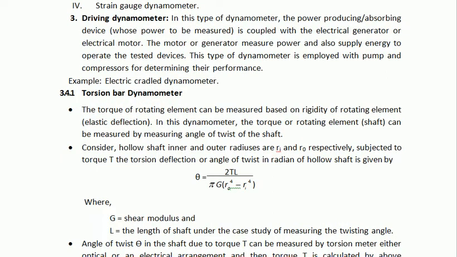The next is the driving dynamometer. In this type of dynamometer, the power producing or absorbing device whose power is to be measured is coupled with an electrical generator or an electrical motor. The motor or generator measures its power and also supplies the energy to operate the tested device. This type of dynamometer is employed with pumps and compressors for determining their performance. For example, the electrical cradle dynamometer.